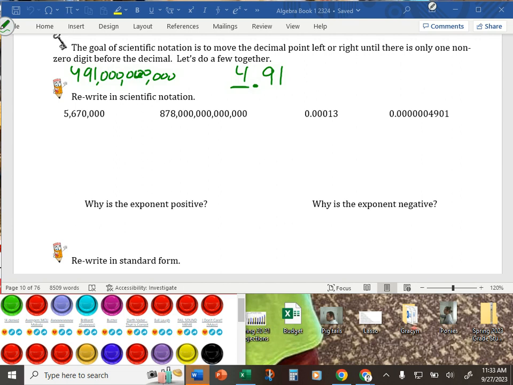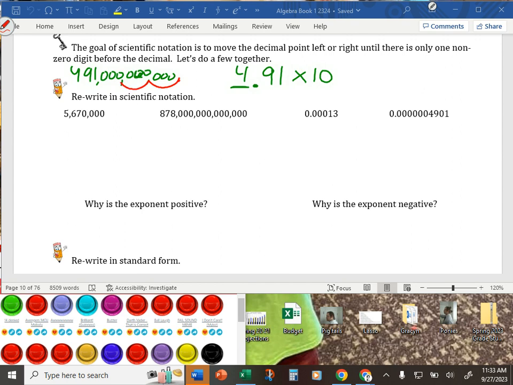Then, essentially, we show how many times we would multiply by 10 to get back to the original number. So what's happening here is that in 491 billion, the decimal point's at the end. How many moves would it take?